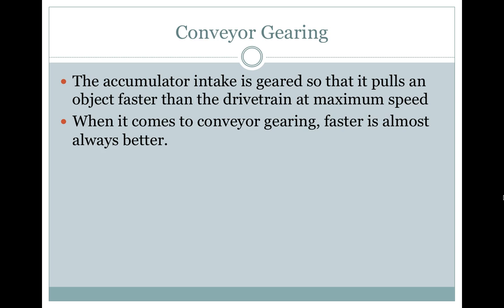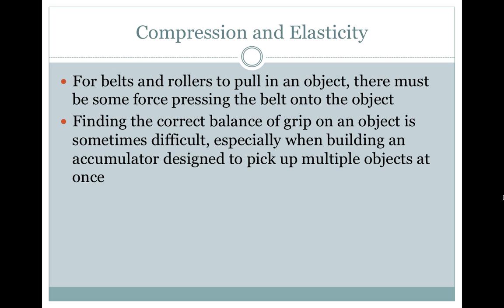Conveyor gearing. The accumulator intake is geared so that it pulls an object faster than the drivetrain at maximum speed. When it comes to conveyor gearing, faster is almost always better.